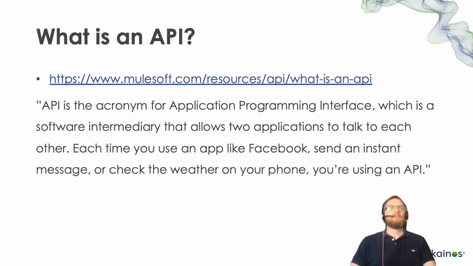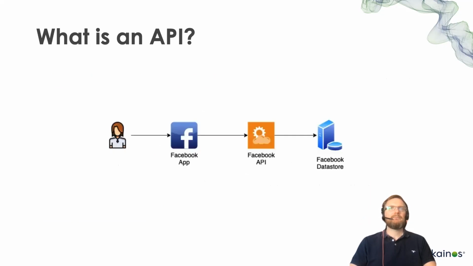So what is an API? API stands for Application Programming Interface, which is a thing that sits between 2 applications and allows them to talk to each other. So as an example, each time you are using an application like Facebook to send an instant message or check the weather on your phone, you are using an API. And here is an illustration of that. Facebook would usually call the Facebook API, and that has access to the internal storage of the data somewhere in Facebook.